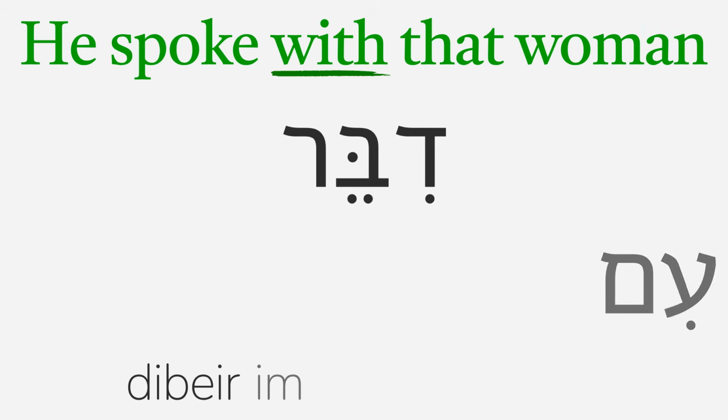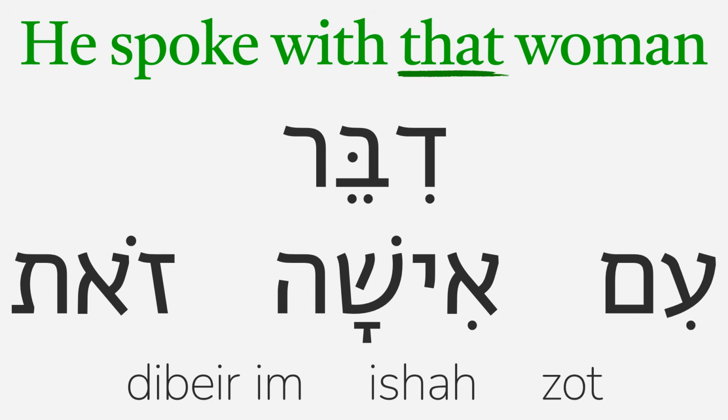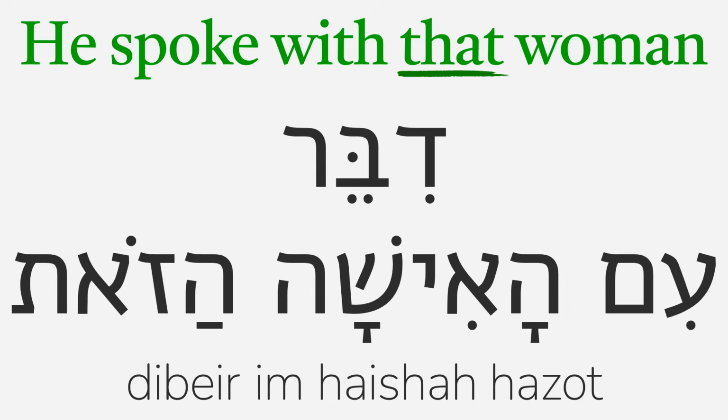With is im. Woman is isha, and since isha is a feminine noun, the word for that will be zot, which can mean both this and that. Zot will go after the noun, and both words will take a ha, which means the, which we don't translate into English. Ha-isha hazot, that woman. Diber im ha-isha hazot. He spoke with that woman.